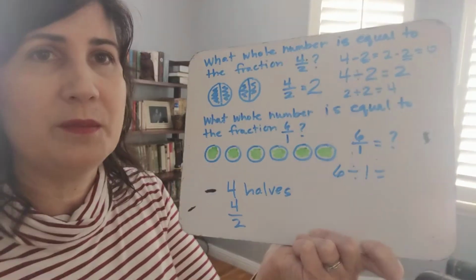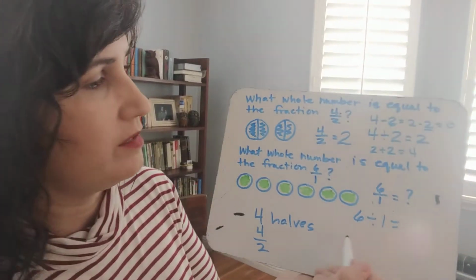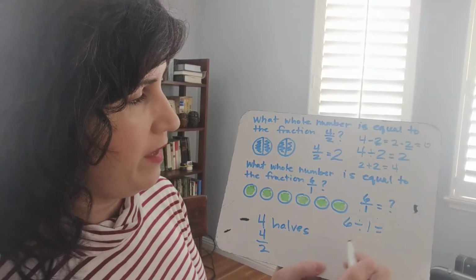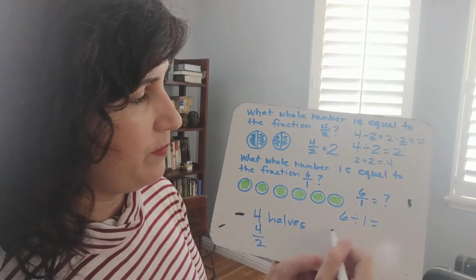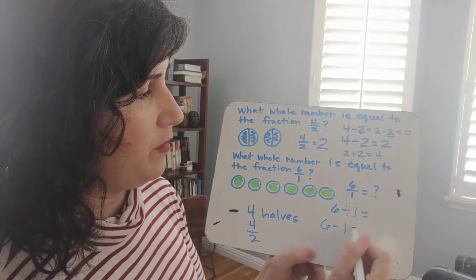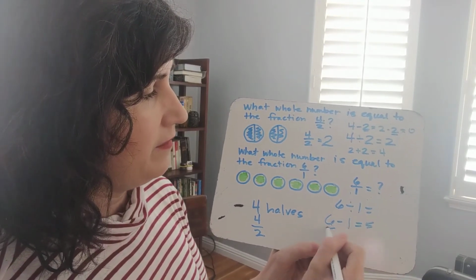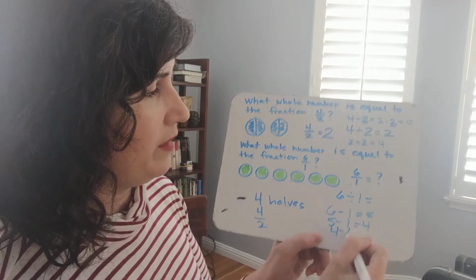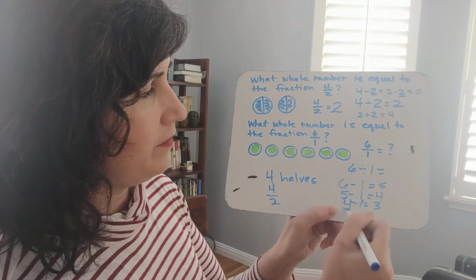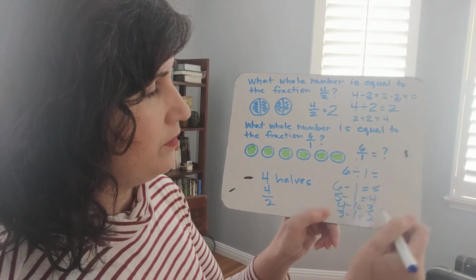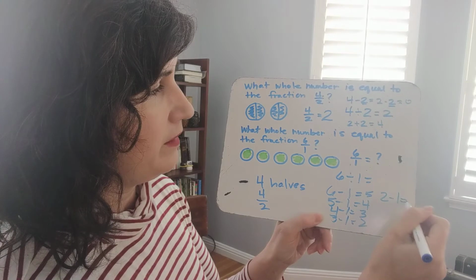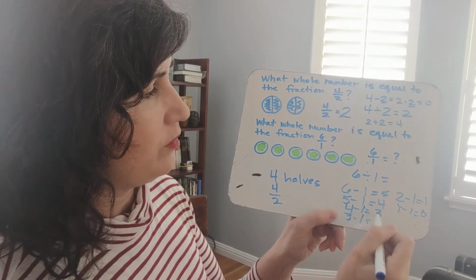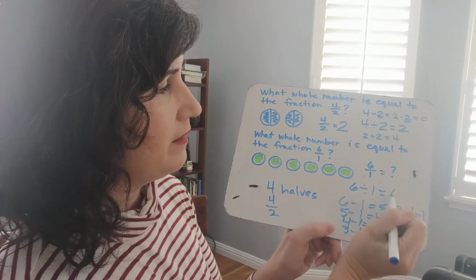Let me move my camera a little bit. How many times can 1 go into 6? So 6 divided by 1, I can do repeated subtraction. I could do 6 take away 1 is 5. 5 take away 1 is 4. 4 take away 1 is 3. 3 take away 1 is 2. 2 take away 1 is 1. 1 take away 1 is 0. So that would be 1, 2, 3, 4, 5, 6.